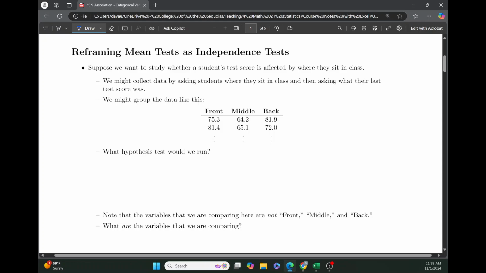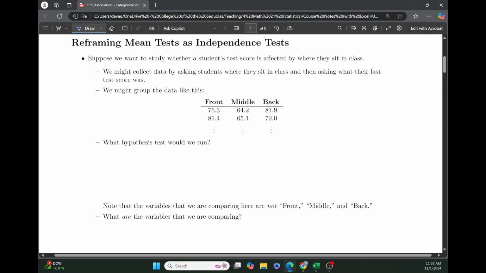What we would want to do is know what the average test score was for people who sat in the front versus the average test score for people who sat in the middle versus the average test score for people who sat in the back. And that would tell us, right, if people who sit in the front, for example, have a larger average test score than people who sit in the back, then that would tell us that, yeah, where you sit in class will affect your test score, okay?